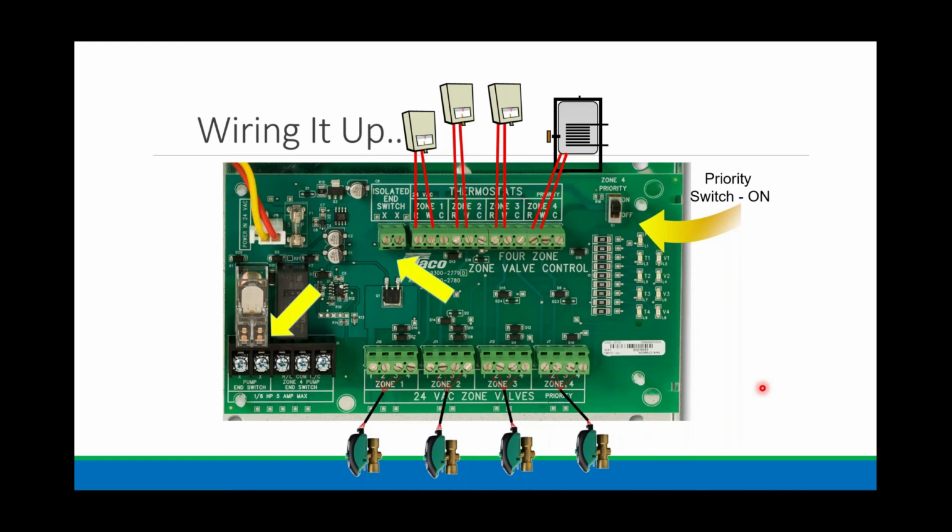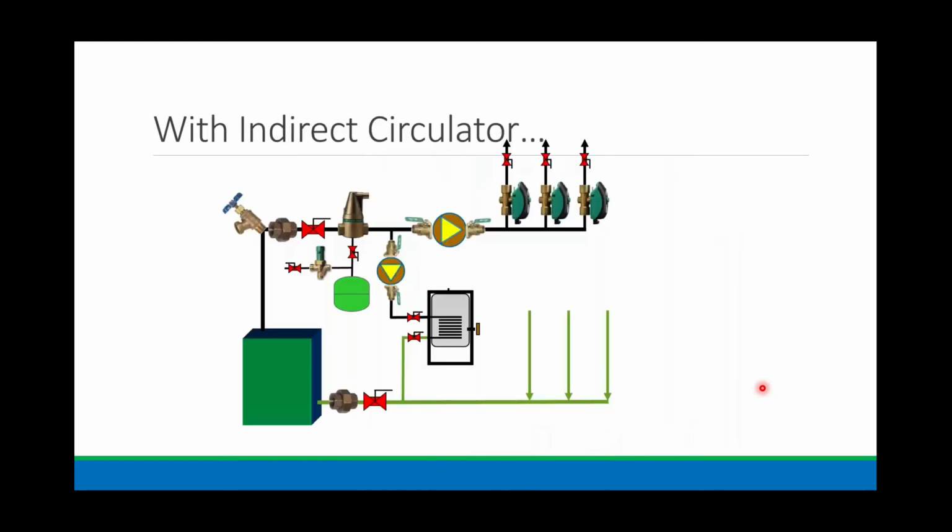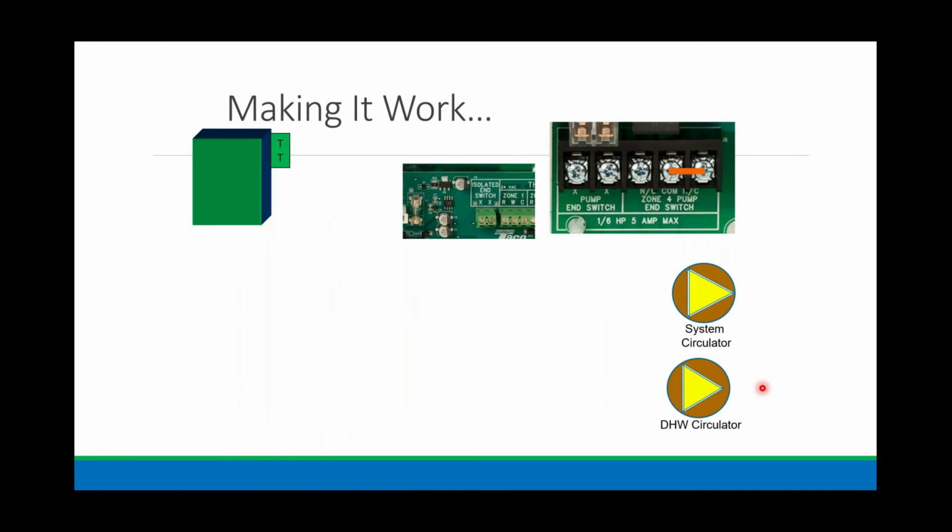Now, what if I want to do the same system and I want to have domestic priority and I want to do 2 circulators? How do I wire this up, and what's my sequence of operation? All right, so instead of a zone valve for the indirect, I need a circulator because I need more flow than I can put through the zone valve. So how do we do this? Now this is where we take advantage of those dry contacts on the lower left-hand side of the ZVC panel.